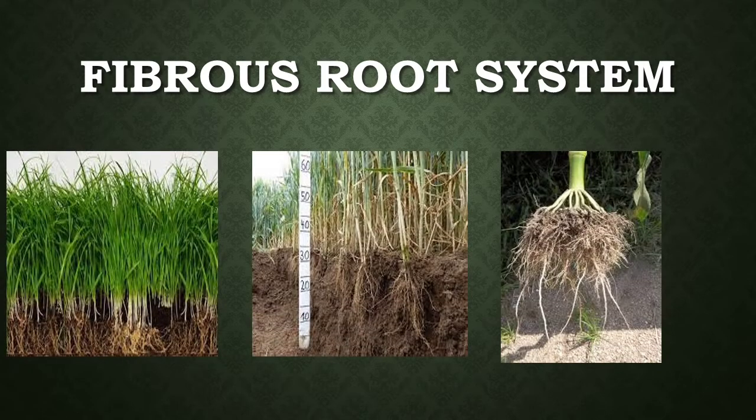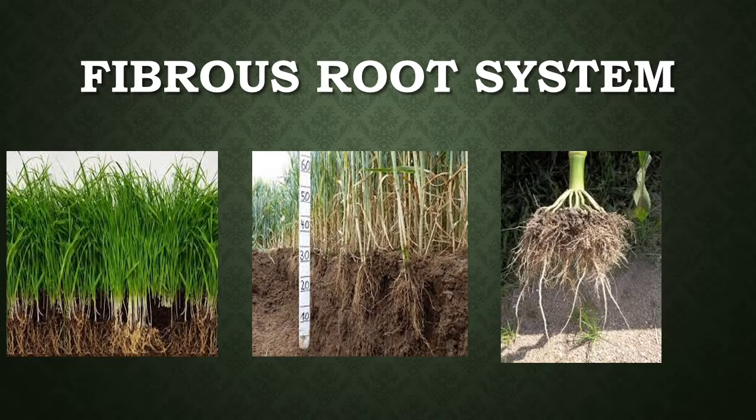Fibrous root system. In some plants, primary root is short-lived. It is replaced by a cluster of fiber-like roots. All branches arise from a common point at the base of the stem and spread out in the soil in different directions. This type of roots are called fibrous roots or adventitious roots.